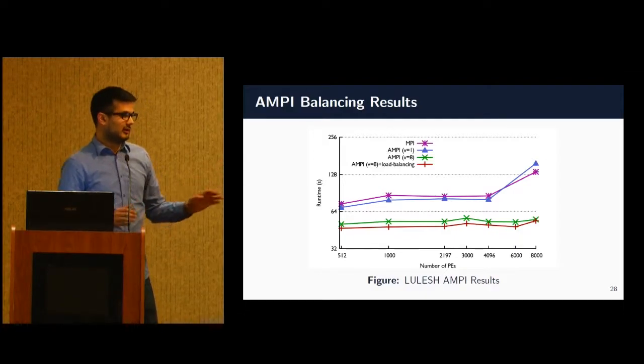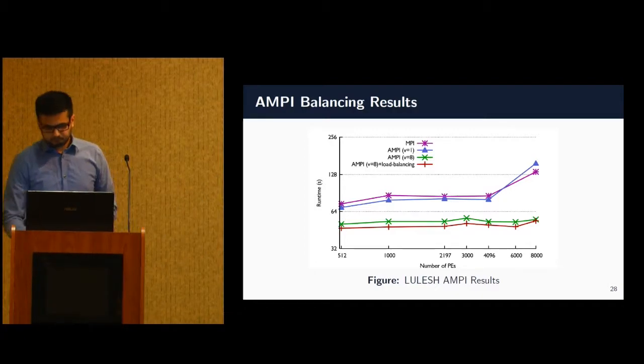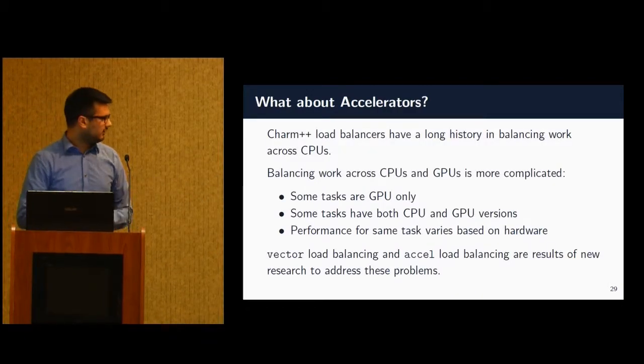But like I said, other applications have been shown to be a lot more effective than this. This is just the first plot I had on hand, essentially. Okay, so to move on, we've addressed some cases for MPI, but what about accelerators?